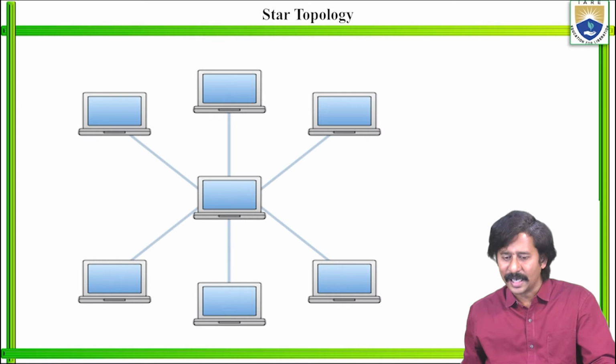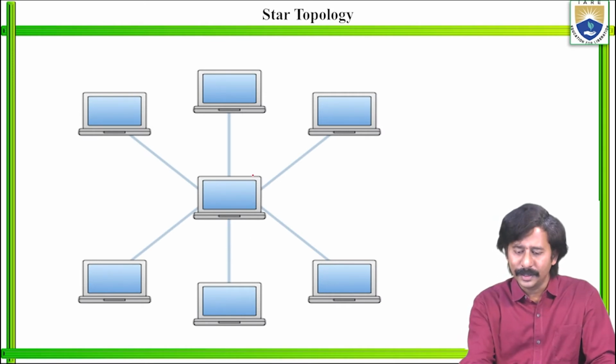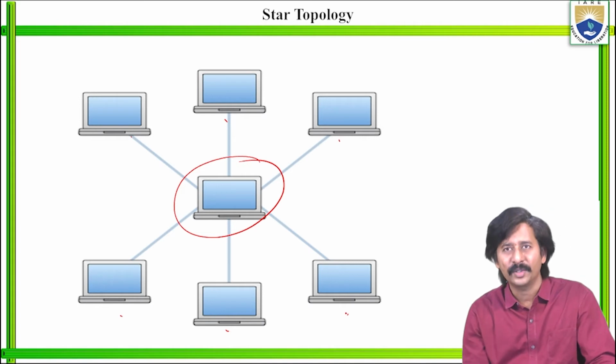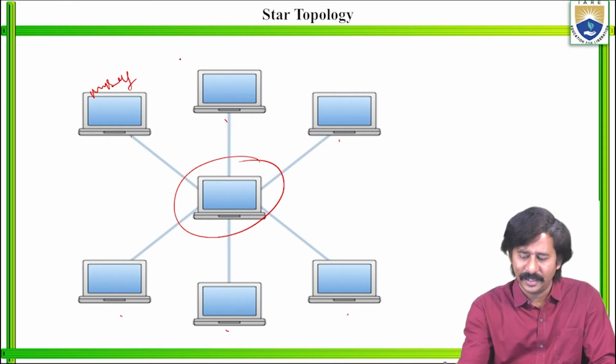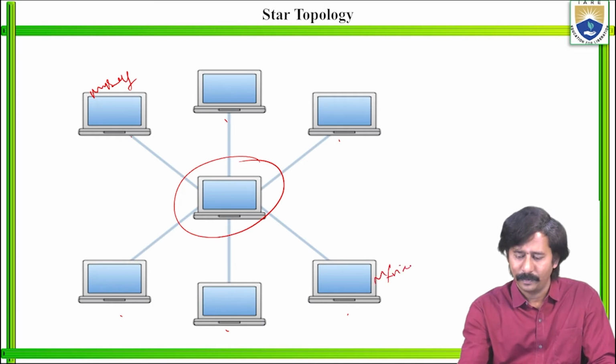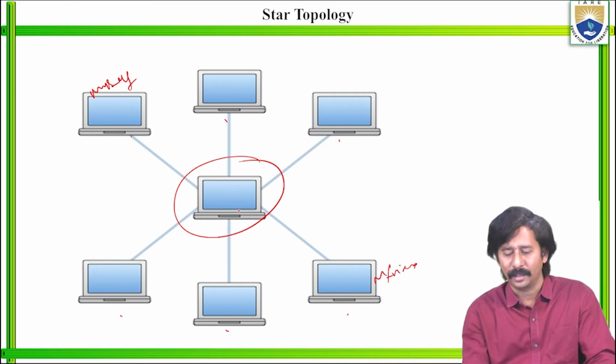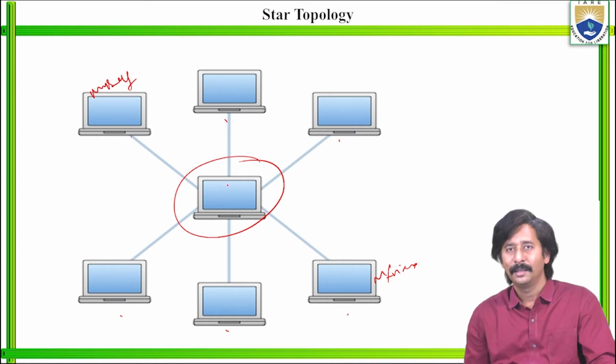See here, this is the star topology. This is the server. These are all the various nodes. This is myself and this is my friend. How are these two nodes communicated? Only with the help of this particular server node.